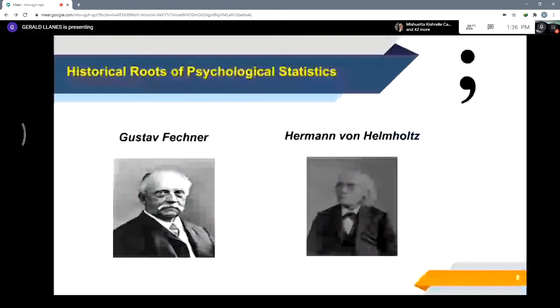Dito tayo sa mga hindi masyadong familiar tayo. We have Gustav Fechner and Hermann von Helmholtz.